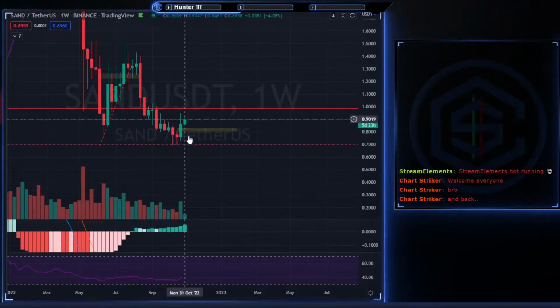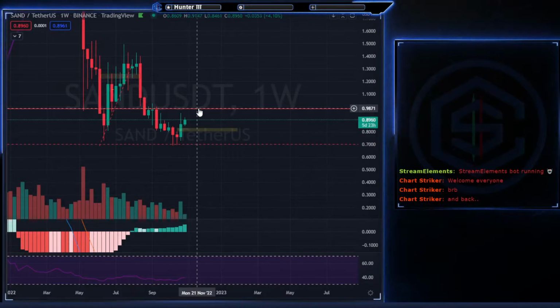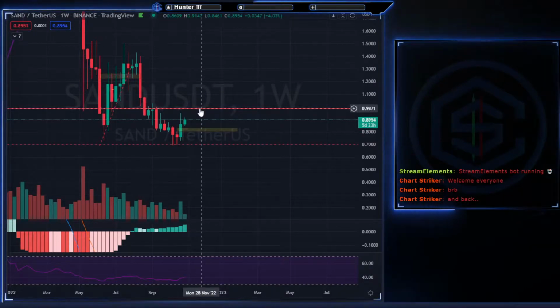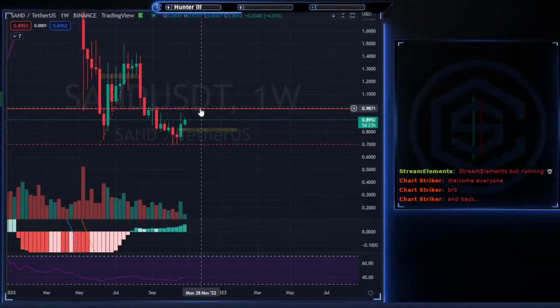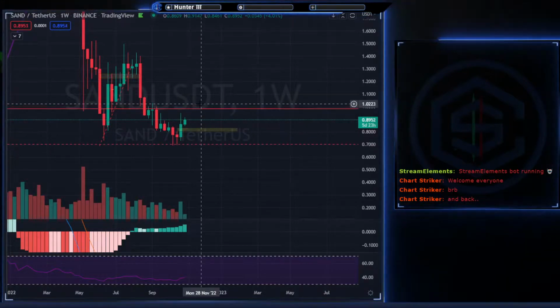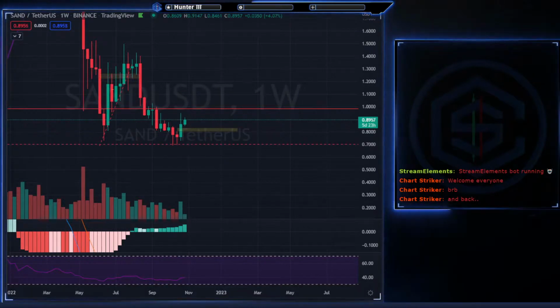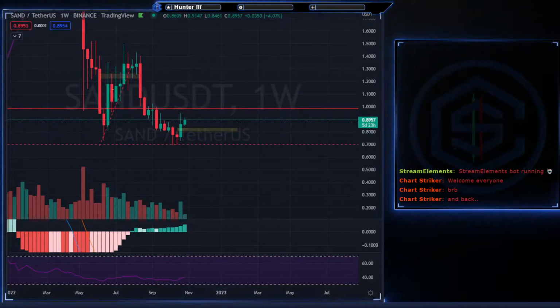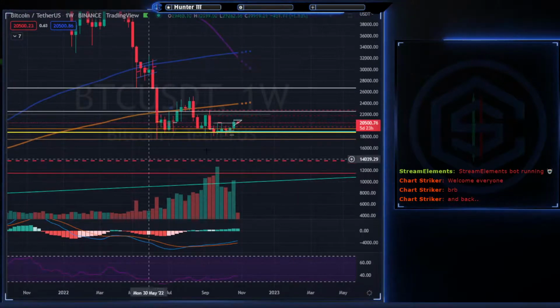Nice reversal pattern right here, but we do have resistance around $1, whichever you like to call it, like 0.99 to $1, around these levels. Okay, and that was that. Let's have a look at Bitcoin again.